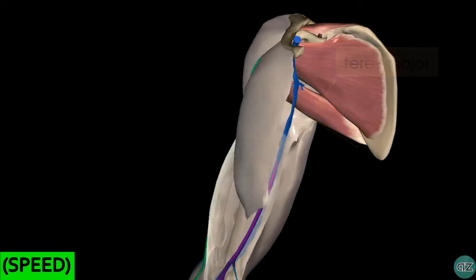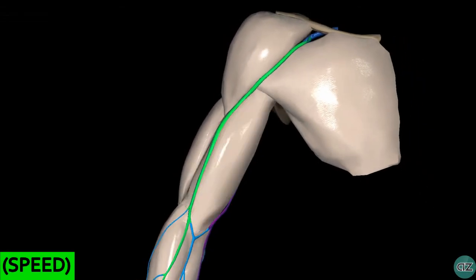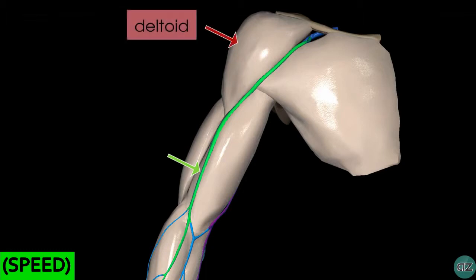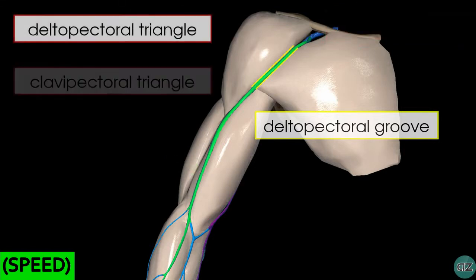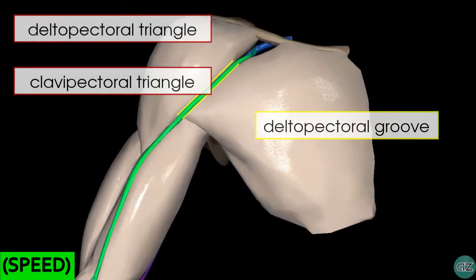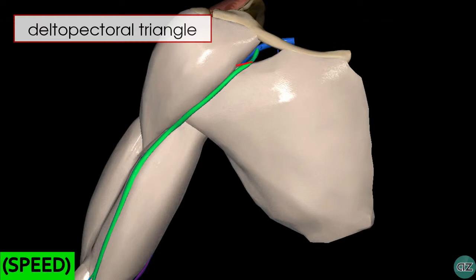Rotating around back anteriorly, let's take a look at the course of the cephalic vein. After passing above the elbow joint, the cephalic vein ascends lateral to the biceps brachii muscle, and you can see here how it passes between the deltoid muscle and the pectoralis major muscle in what is known as the deltopectoral groove. It then passes into the deltopectoral triangle, which is also known as the clavipectoral triangle, where it pierces the clavipectoral fascia to drain into the axillary vein. The deltopectoral triangle is this triangle that's bordered by the pectoralis major muscle, the deltoid muscle, and the clavicle.